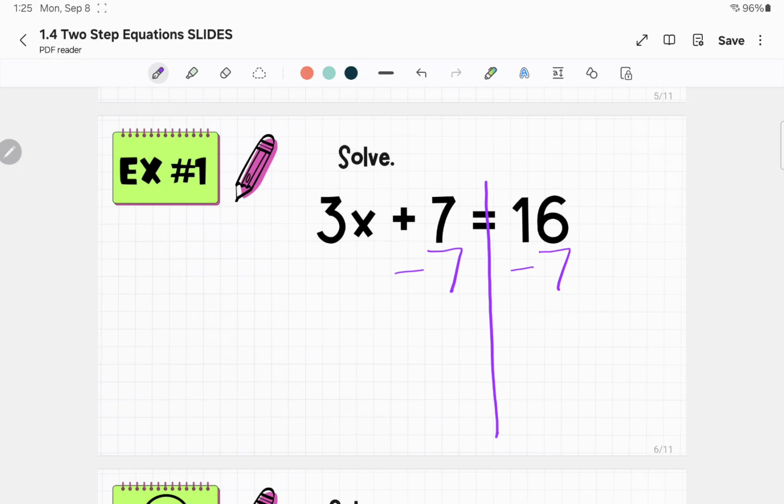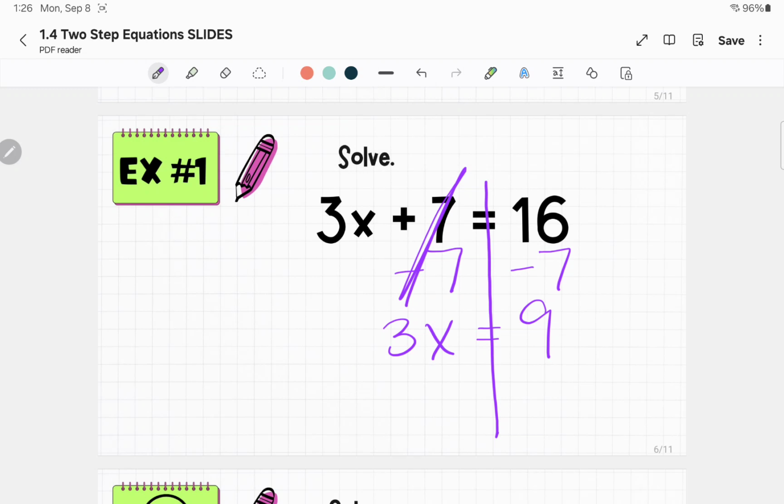All right, then after that, we are going to show the canceling out. We're going to show that those 7s are now gone. Then you're going to simplify it down, meaning you're going to bring down this 3x. And then you're going to simplify the other side. 16 minus 7 is 9.